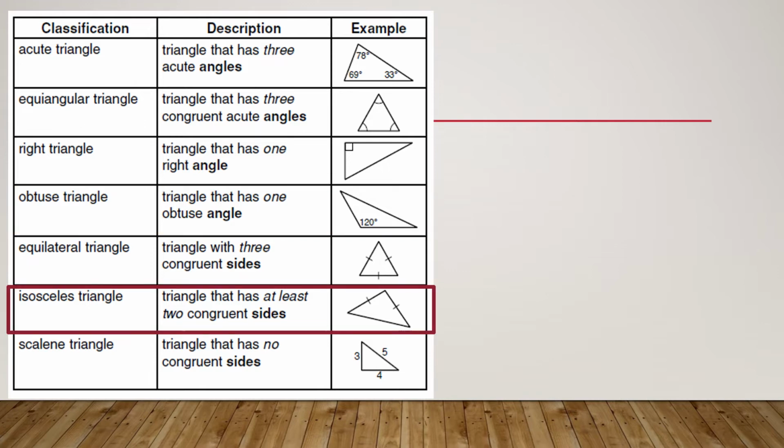And by side length, isosceles means it has two congruent sides. I like to think of eyes in isosceles. I have two eyes. Isosceles triangles have two congruent sides. And then a scalene triangle has no congruent sides.